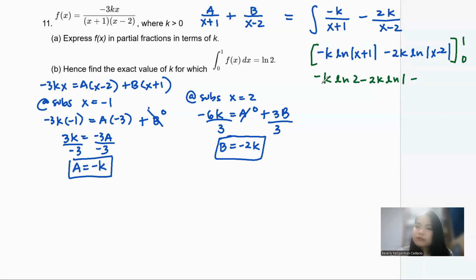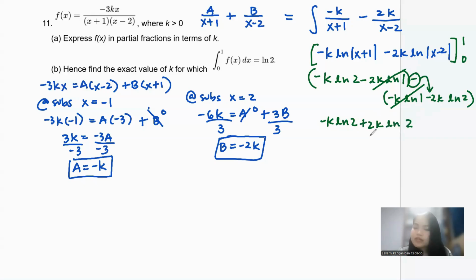And then it will be minus the same thing. Okay, let me just write here at the bottom since I don't have space. k ln 0 plus 1 will be 1. And then the other one will be 2k ln 0 minus 2 will be positive 2. Okay? So actually, you can just cancel everything with the ln 1 because it will be 0. Then meaning to say you have negative k ln 2. And again, negative distributed here, so it will become positive 2k ln 2.